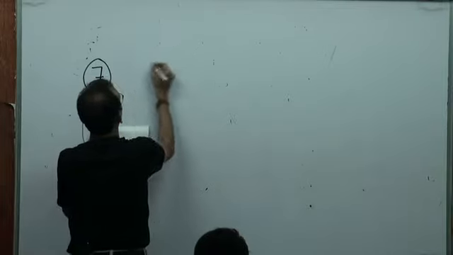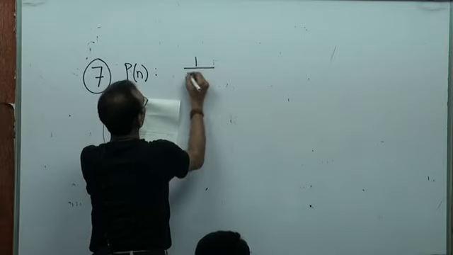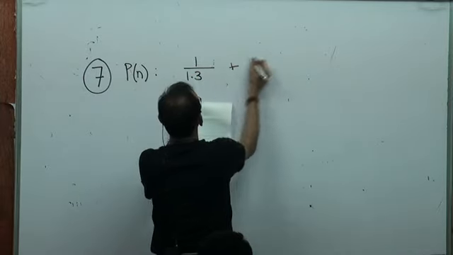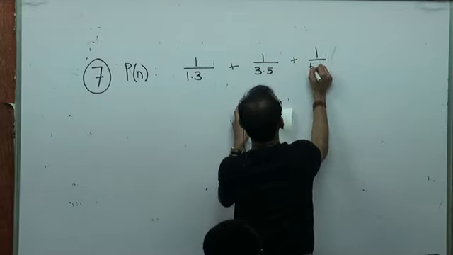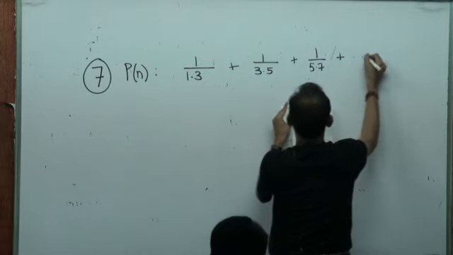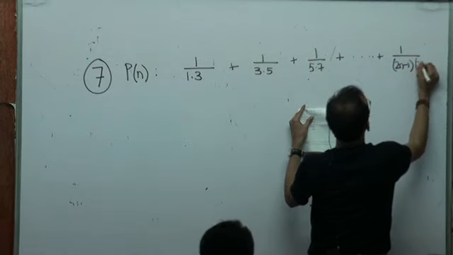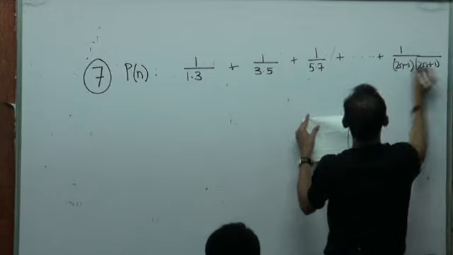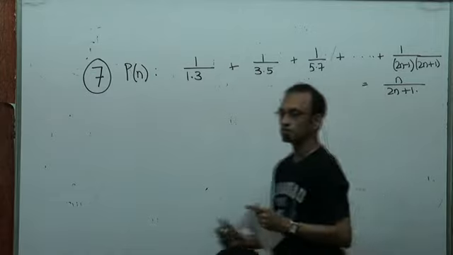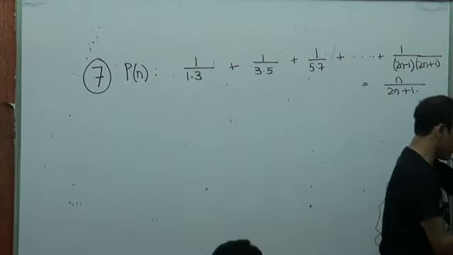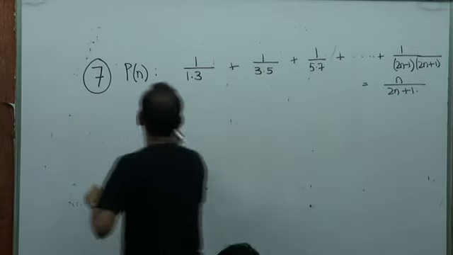Number 7, we have a result Pn, statement Pn, which is 1 by 1 into 3 plus 1 by 3 into 5 plus 1 by 5 into 7. See, these are all odd numbers. We want to show this is equal to n by 2n plus 1. Again, like before, we will assume that Pn is true.